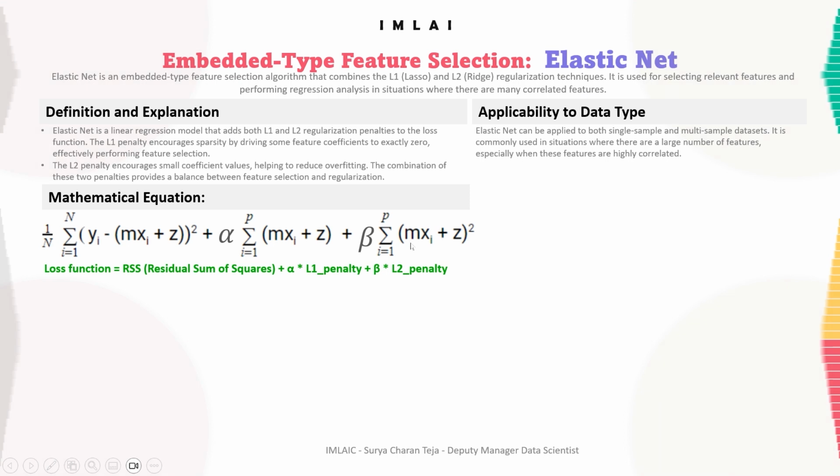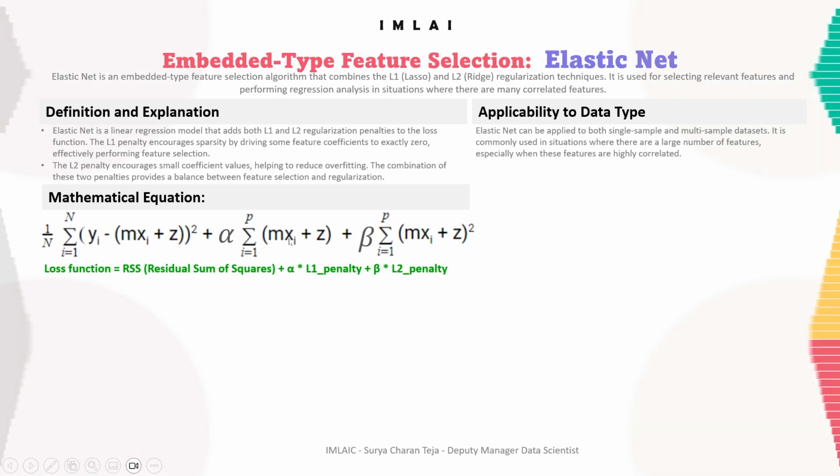Then we have beta times L2 penalty. The L2 penalty is the L2 regularization term, also known as ridge penalty, and is calculated as the sum of squared coefficients multiplied by the tuning parameter beta. So alpha and beta are the regularization parameters that control the strength of the L1 and L2 penalties respectively. As we have discussed earlier, this portion is the L1 and L2 regularization penalties added to the loss function.